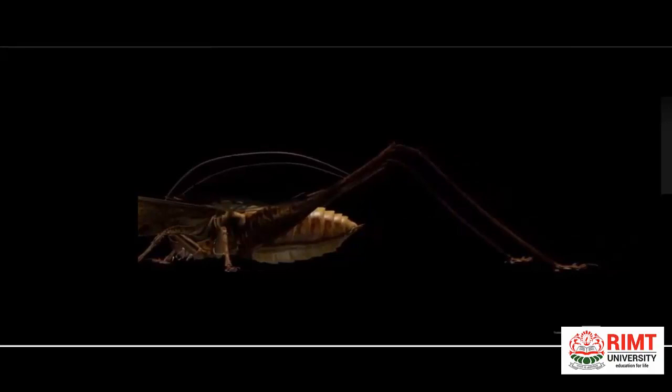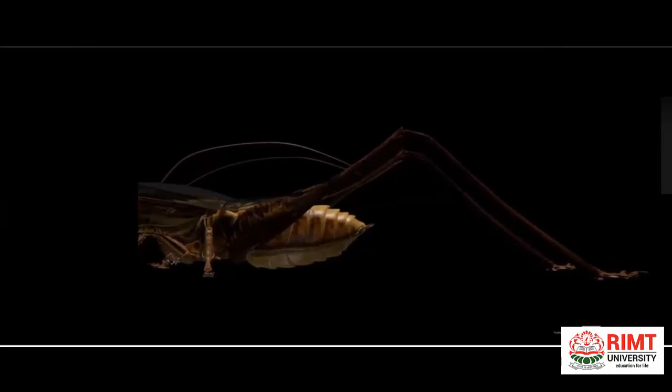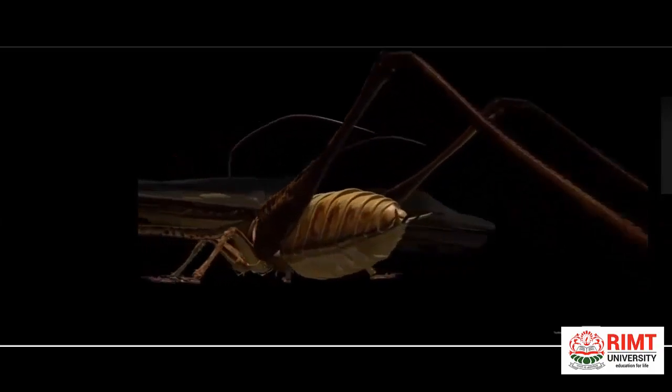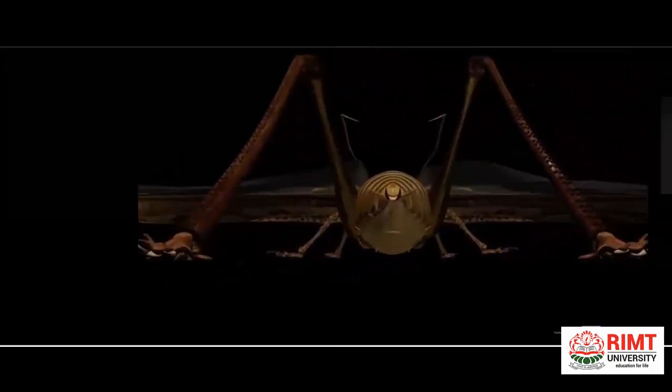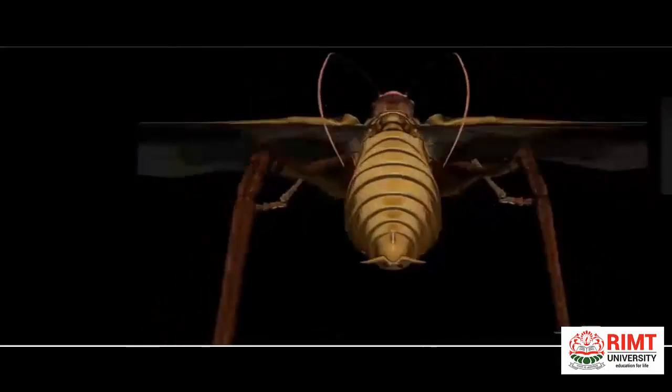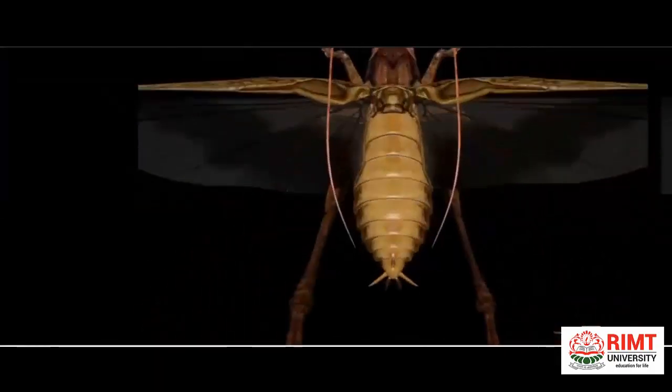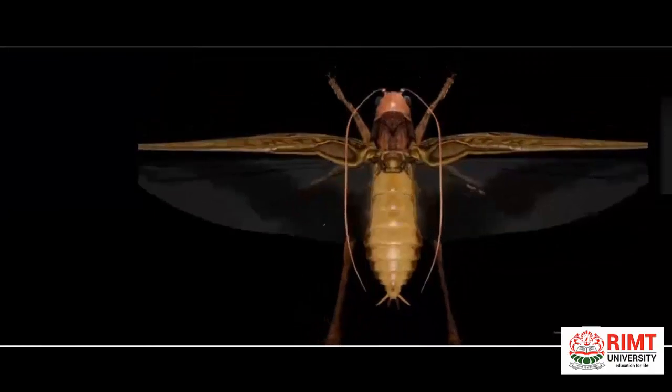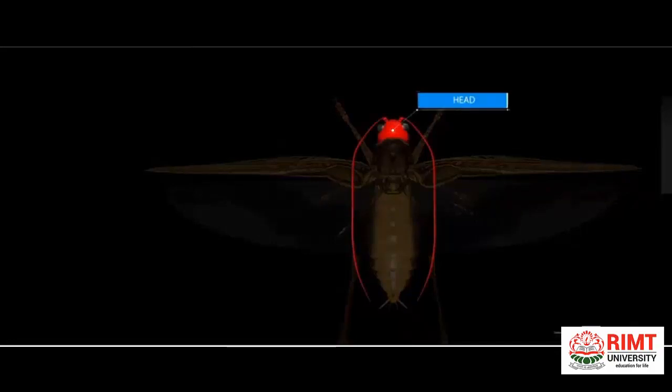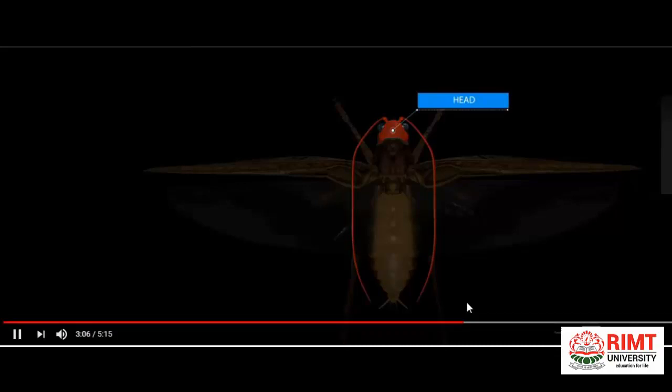This is the caudal region, the abdominal end. This is a long-horned grasshopper. There are two types of grasshoppers, long-horned grasshopper and short-horned grasshopper. In this case, this is a long-horned grasshopper. See, this is the head and how antennae are present on the head.